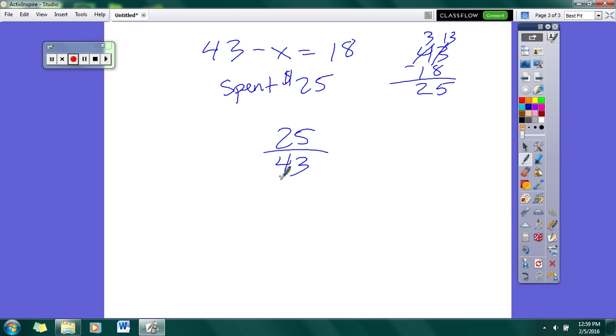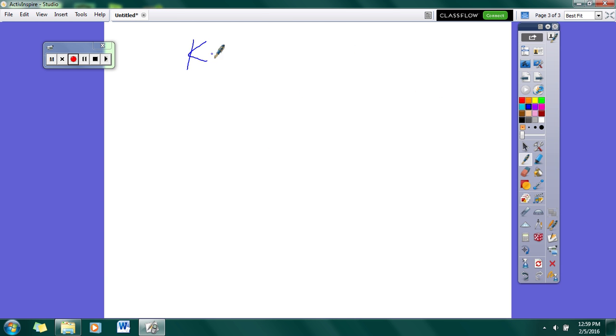Calvin's monthly allowance is $42 and Mike's is 63. So Calvin is 42, Mike is 63. How many times Mike's monthly allowance is Calvin's monthly allowance? So we want to know how many times Mike's monthly allowance can fit into Calvin's monthly allowance. So we take Mike's monthly allowance and we divide it by Calvin's monthly allowance.